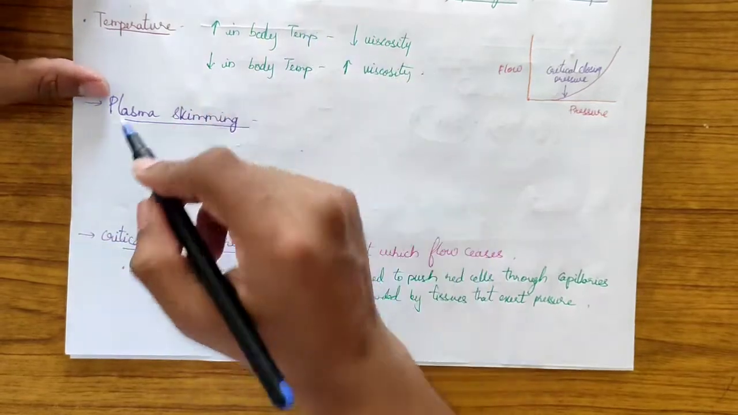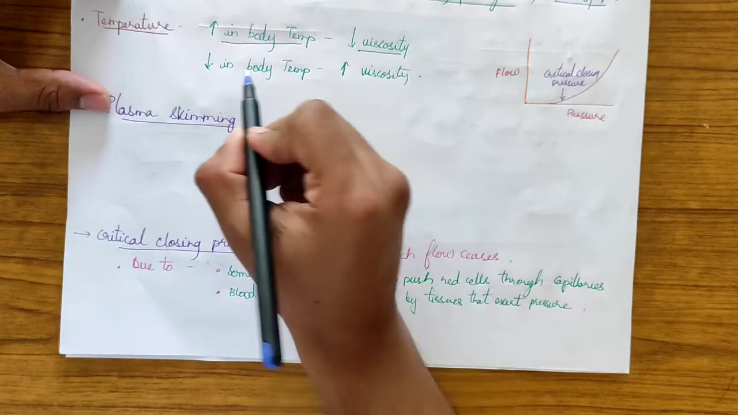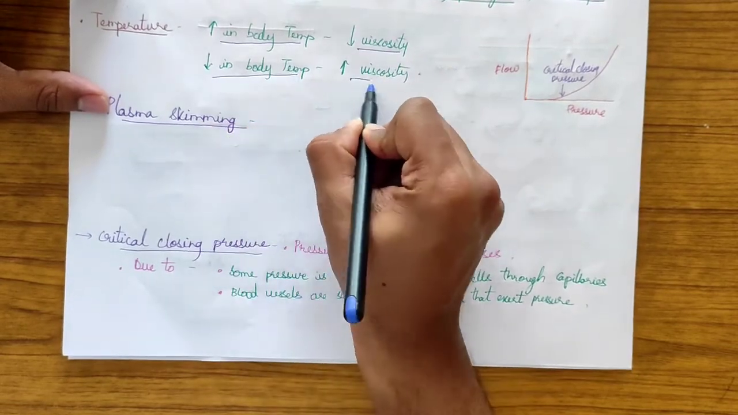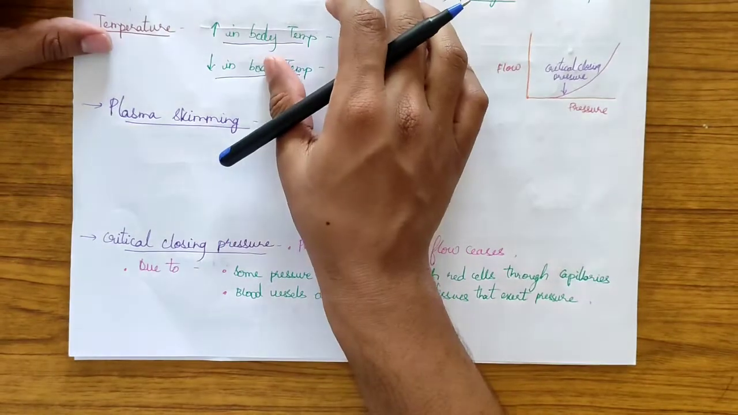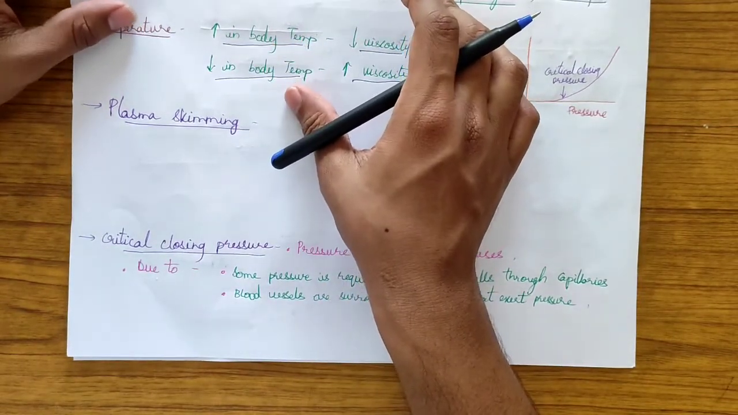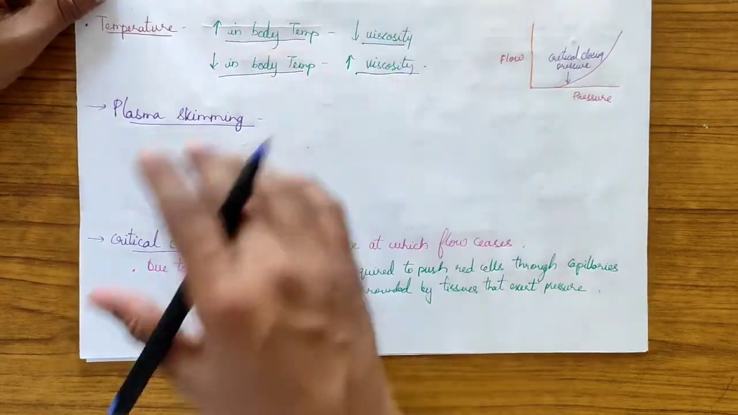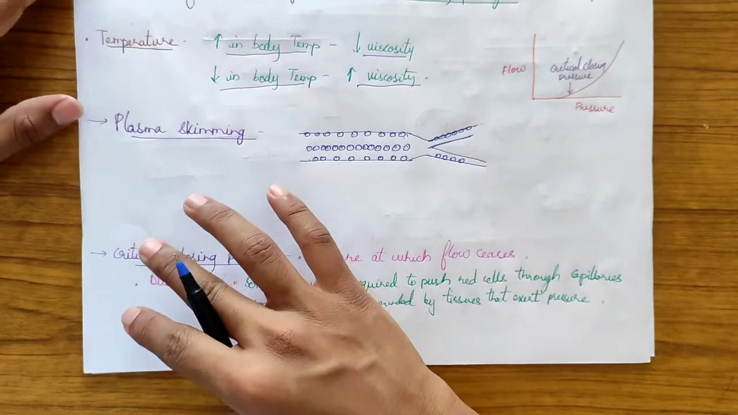The next factor is the temperature. When there is an increase in the body temperature, the viscosity decreases, and when there is a decrease in the body temperature, the viscosity increases. So these are the factors under the viscosity of blood, which is the major factor in the peripheral resistance to the blood flow. So we will talk about two other topics which can be asked as board examination questions.